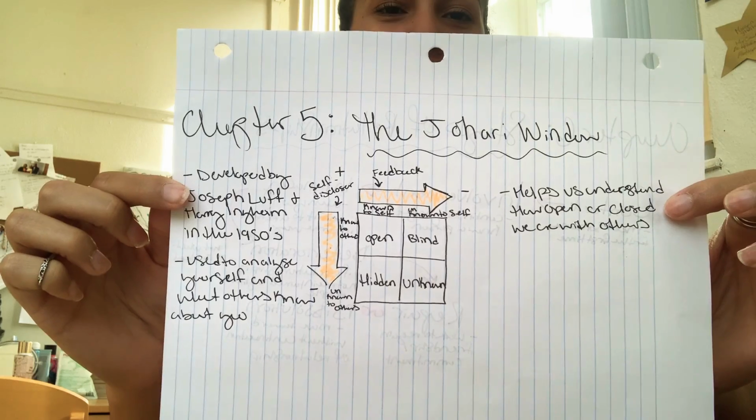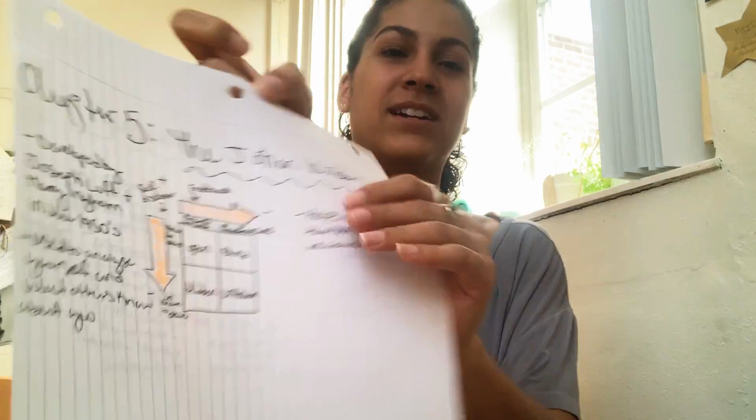Next is chapter 5, which is the Johari window. The Johari window was developed by Joseph Luft and Harry Ingram in the 1950s. It was used to analyze yourself and what you know about others. The Johari window can help us understand how open and closed we are to others. So here's how it works.